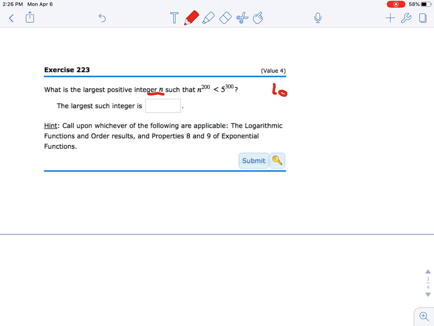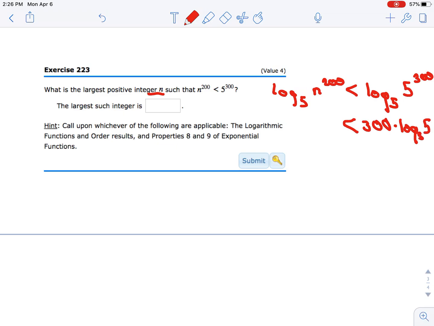Instead, just do this. Understand that you could just rewrite this as a log. You just take log base 5 of n to the 200th and say that that's less than, oops, sorry, I forgot to write log. Sorry, log base 5 of 5 to the 300th. Of course, as you're going to do this, I rewrite this as 300 times log base 5 of 5. Log base 5 of 5 is just 1. So this is just 300 times 1, which is just 300, you understand.